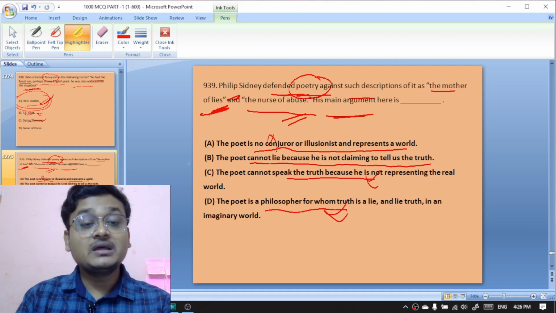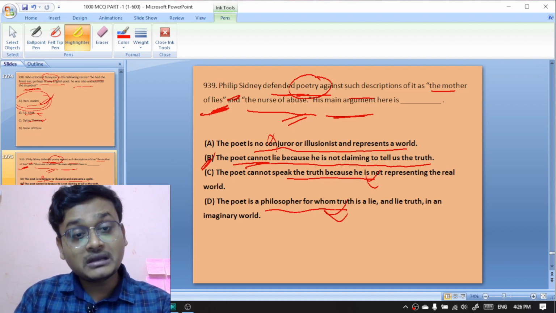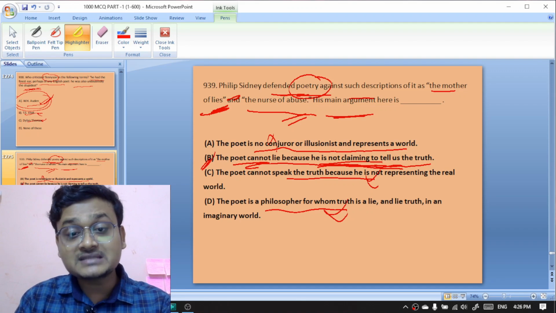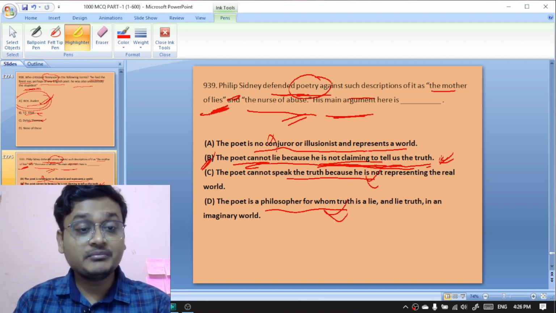So here the poet cannot lie because he is not claiming to tell us the truth. He is not claiming that it is true. So B is the right option here.